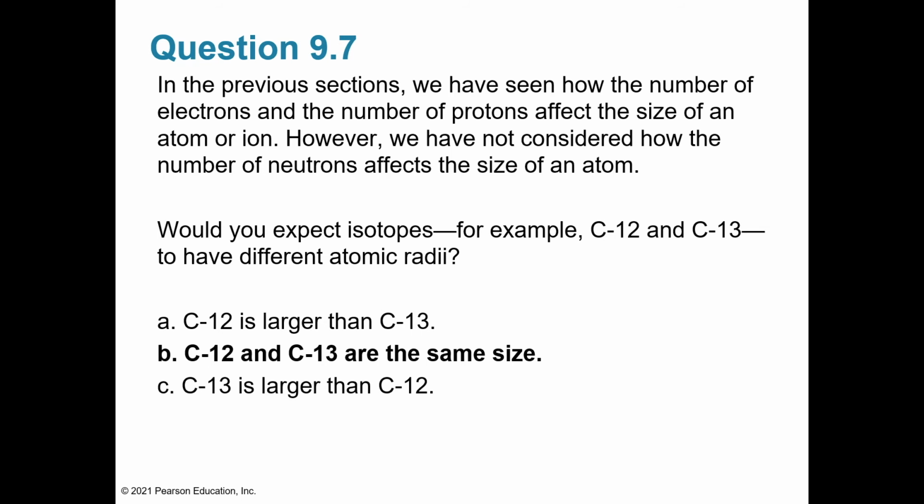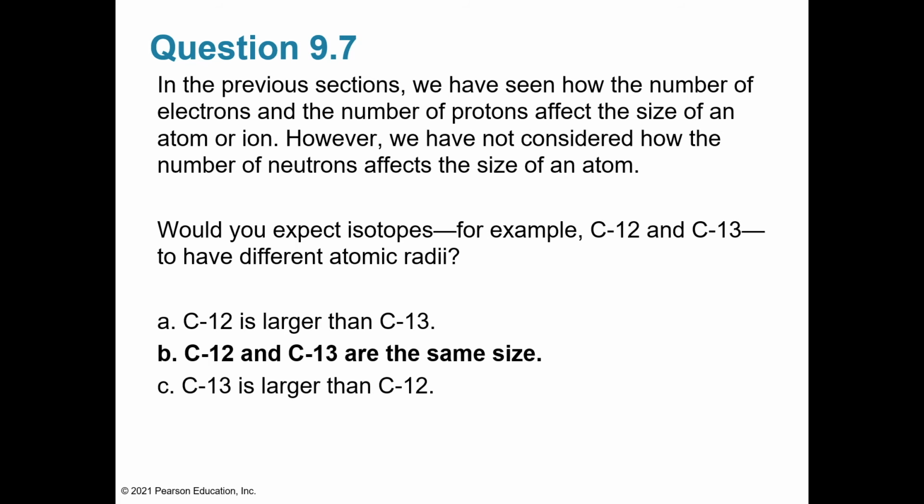So the sizes of these two isotopes are going to be the same. The only difference is the number of neutrons. So C13 would have 1 more neutron than C12. Neutrons don't have any charge. Maybe the C13 would just be a little bit bigger, but I really don't think so. The size really depends on the number of electrons and the number of protons.